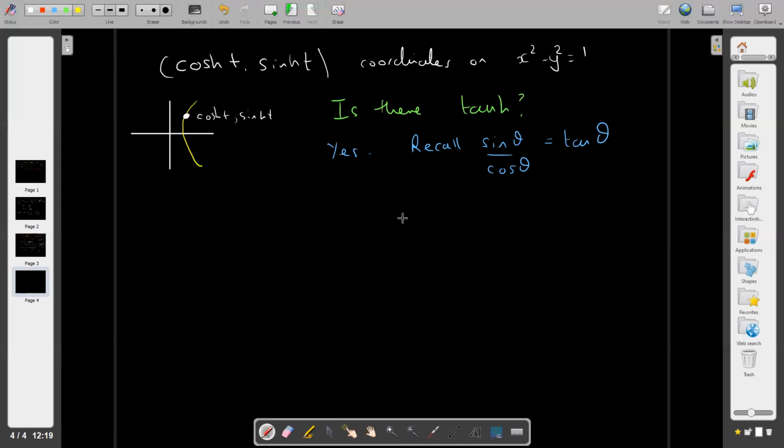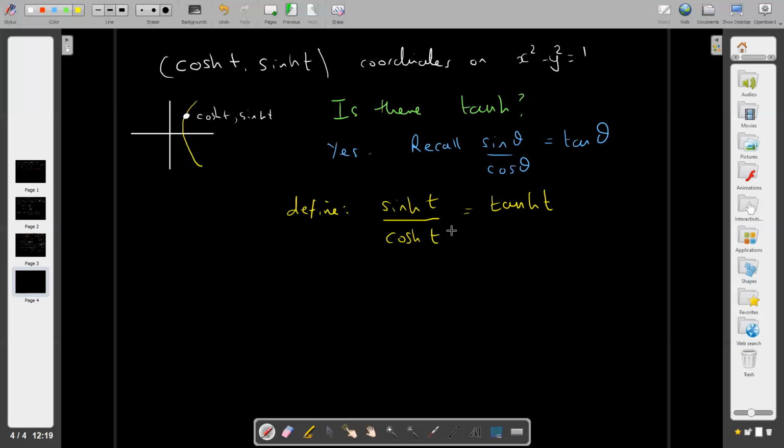Okay, so we're going to define, we're going to state this. We're going to say hyperbolic sine t over hyperbolic cos t is going to be the hyperbolic tan of t. Okay, so that's just by definition.